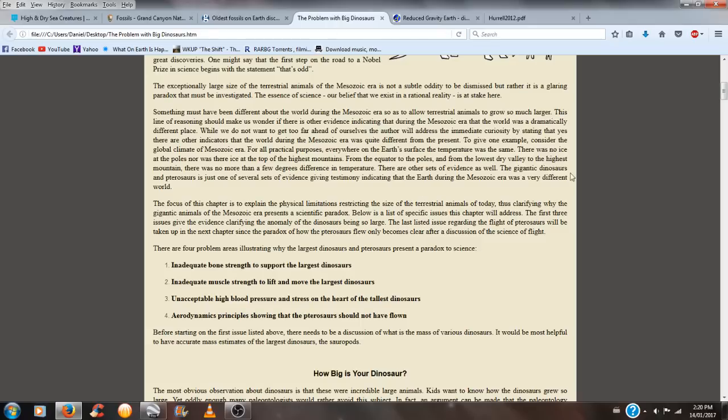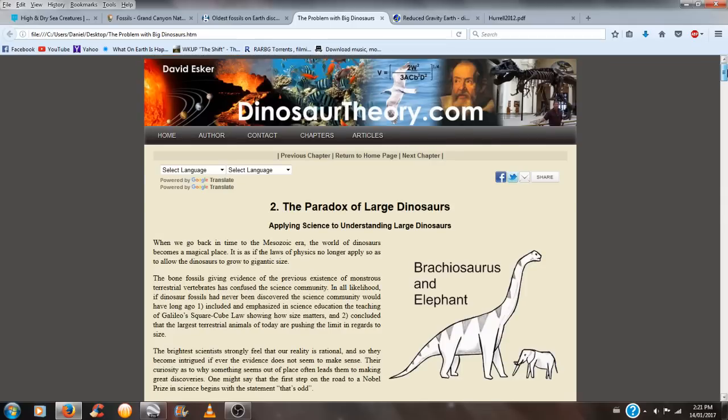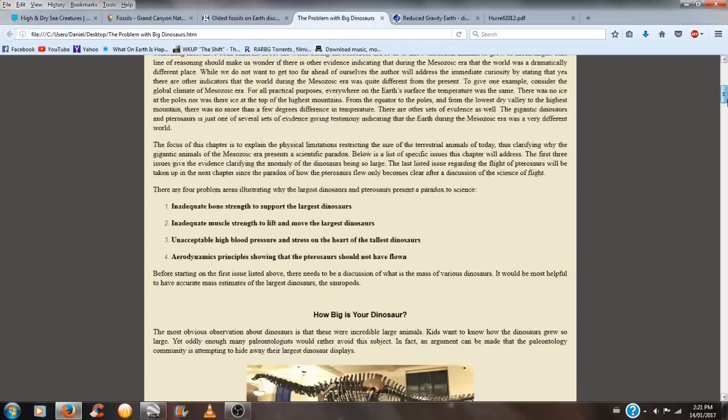So here's the problem with the big dinosaurs, all right? And this is really good, I'm going to leave links for all this stuff. Dinosaurtheory.com, the paradox of large dinosaurs, all right? See, now there's a problem with dinosaurs, and this is where the stupid flat earthers come in because they say, oh, look, see, all the problems with dinosaurs, they couldn't have existed. That means the earth is flat. Anyway, so let's get in here.